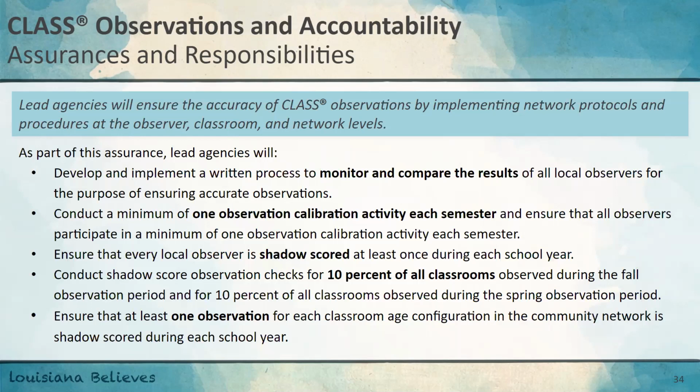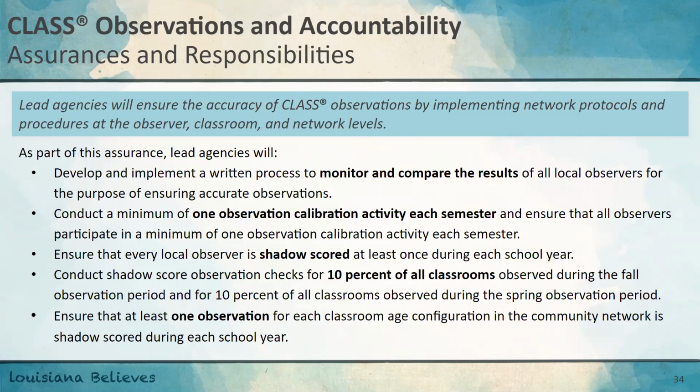You're required to ensure that every local observer in your network is shadow scored at least 1 time during the course of the year. You also are required to conduct shadow score observations, generally speaking, for 10% of all observations during the fall and spring observation windows. And then you're also required to conduct at least 1 shadow score observation for each age configuration in the network. So if your network has infant, toddler, and pre-K classrooms, you should shadow score at least 1 infant, toddler, and pre-K observation.